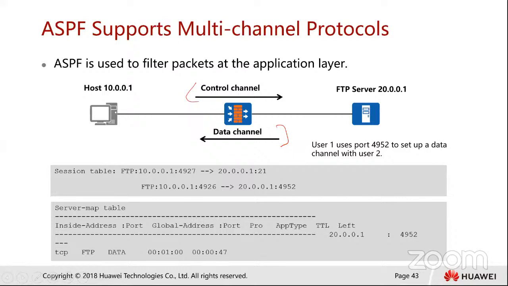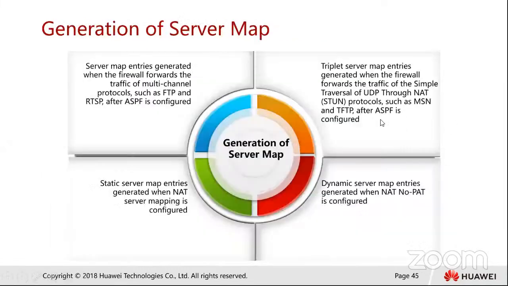So you can use a session table, and you can use the keyword session map table to see your session table, but all these things were shared already. You can get some time and go through them. So the generation of server map, basically this is generation of server map. How and when do we generate the server map?